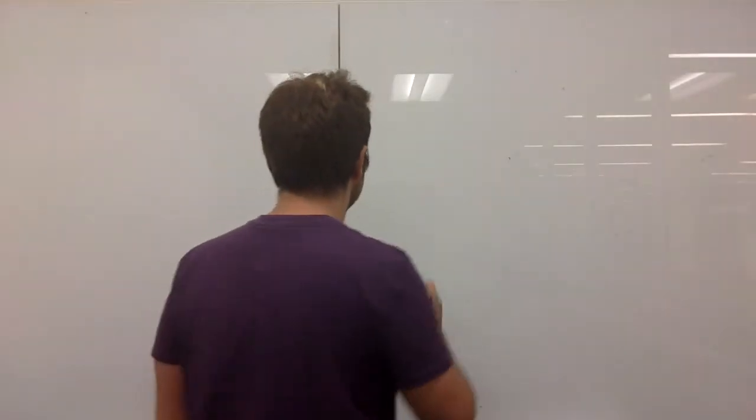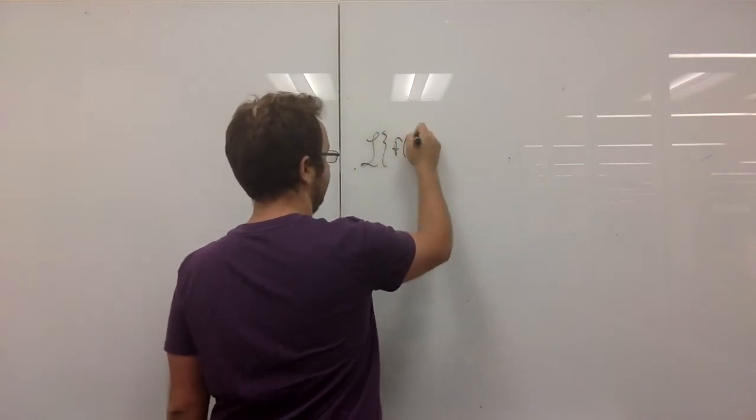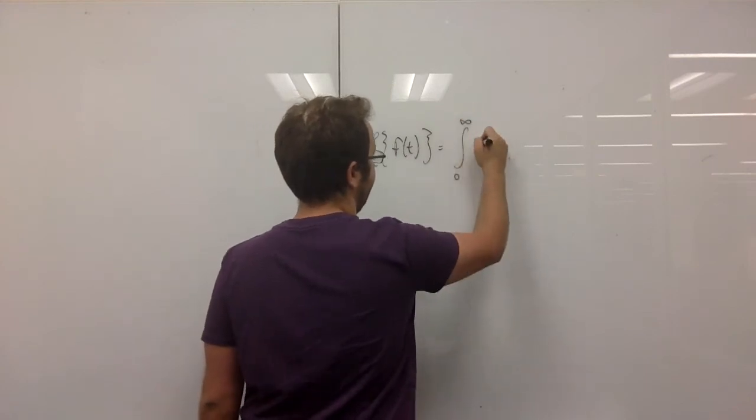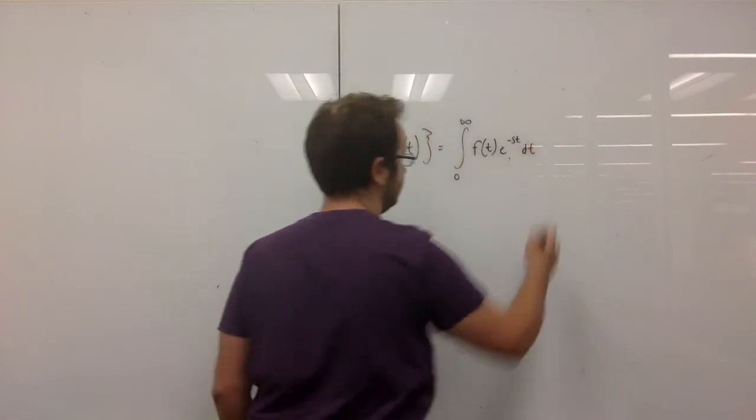All right, Laplace transform. The Laplace transform of a function f(t) is given by the integral from 0 to infinity of f(t) e^(-st) dt.